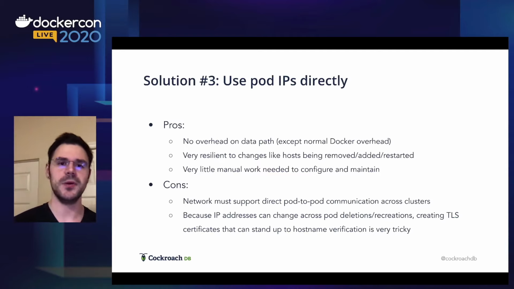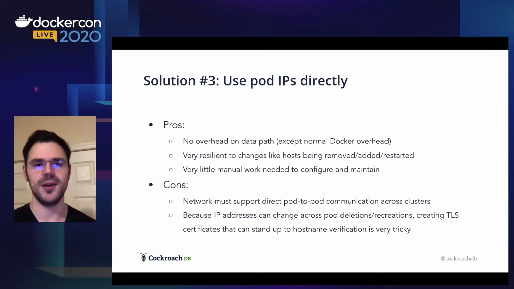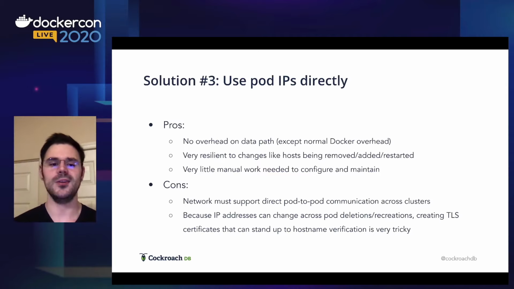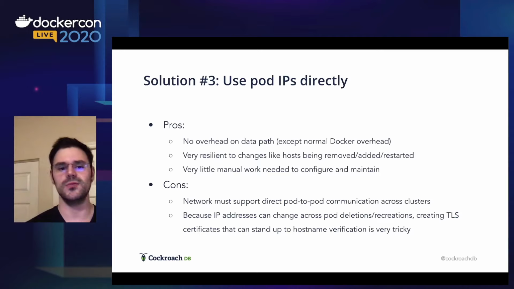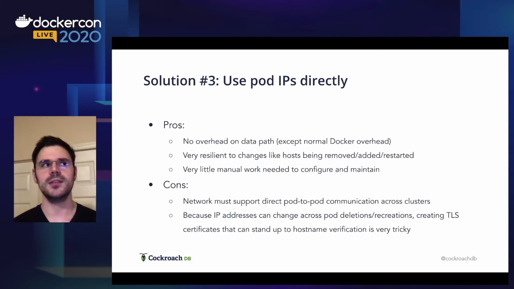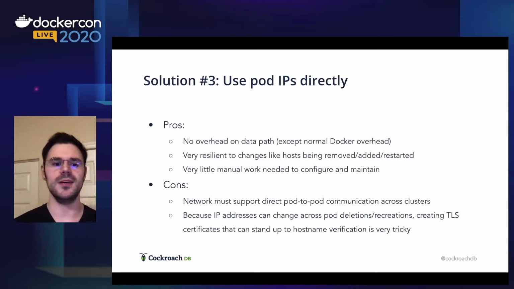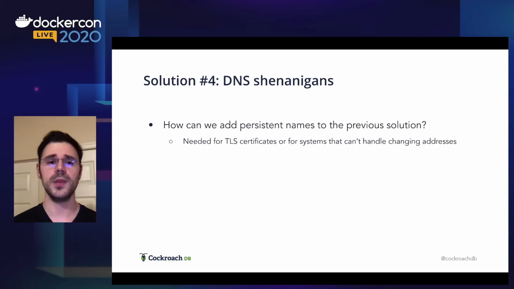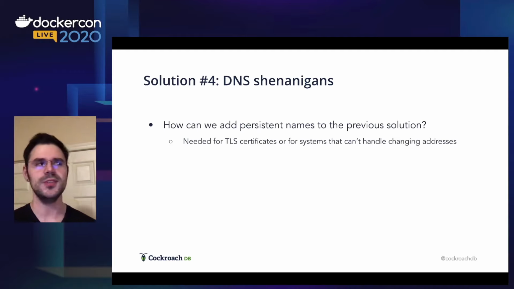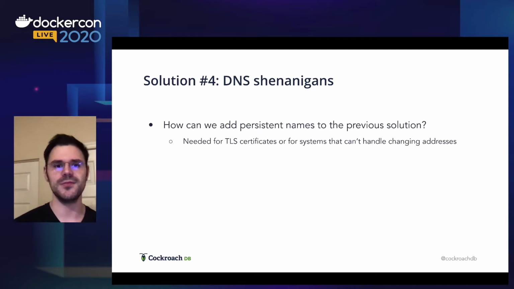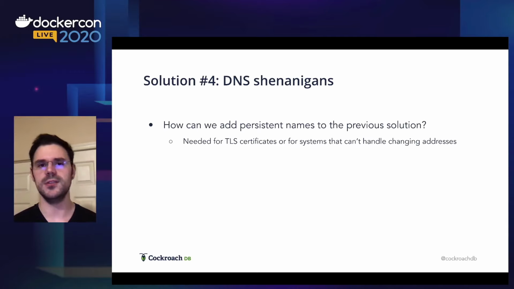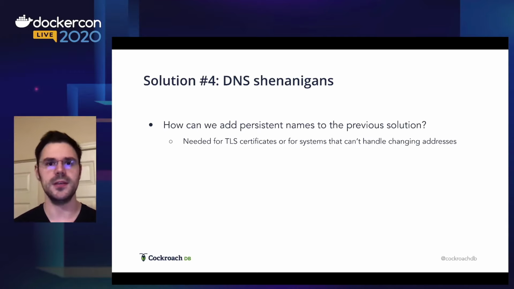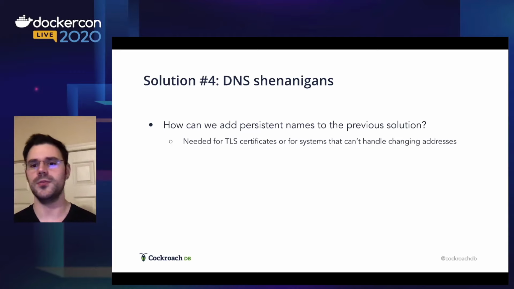On the cons, however, we do need to have pod-to-pod communication enabled. And unfortunately, as we are connecting directly with IP addresses, it's going to be a bit tricky to be minting TLS certificates for these pods. Solution number 4 is doing some DNS shenanigans effectively. So how can we add persistent names to the previous solutions so that we don't have the need to be constantly recreating these TLS certificates for every pod when it gets restarted?